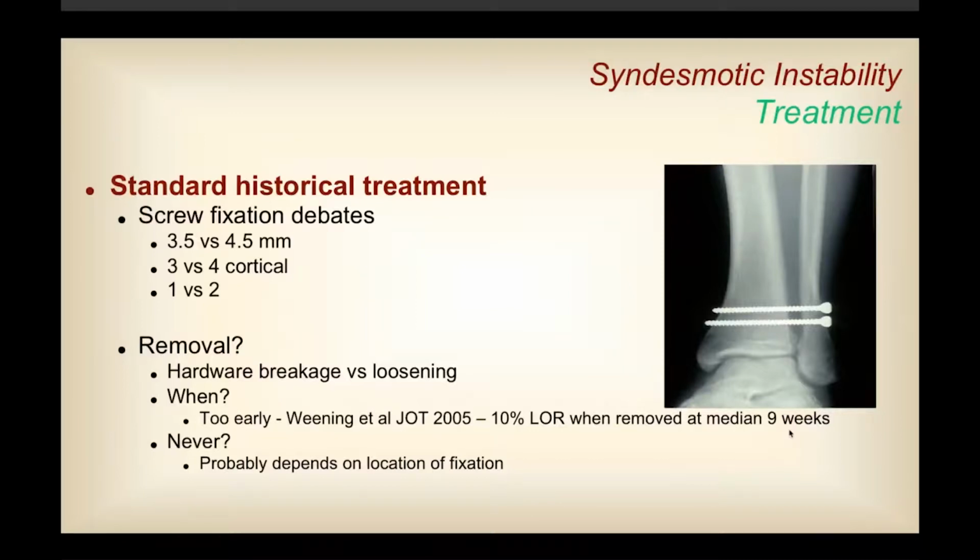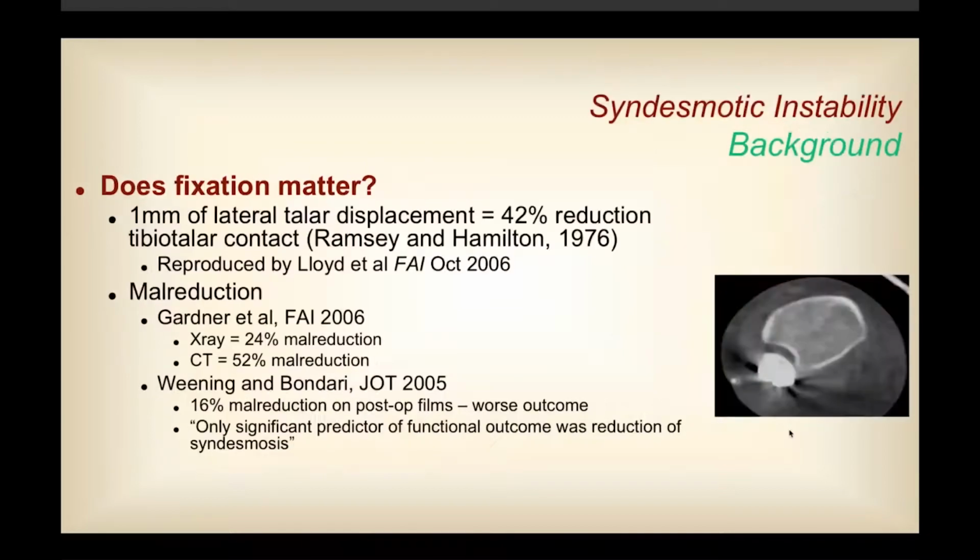and also the difficulty in being able to get a congruent reduction when you use a static fixed device. We know that fixation matters based upon the classic Ramsey and Hamilton study looking at pressure related forces across that joint when it's incongruent. This was then reproduced even more recently in October of 2006 by Lloyd. And we also know that malreduction is underappreciated on X-ray, certainly more appreciated on CT, and that the only significant predictor of functional outcome is anatomic reduction of the syndesmosis, as Weaning showed in the Journal of Orthopedic Trauma in 2005.